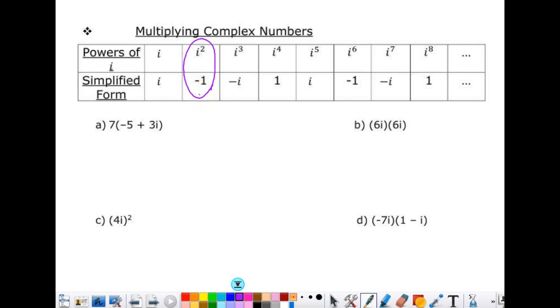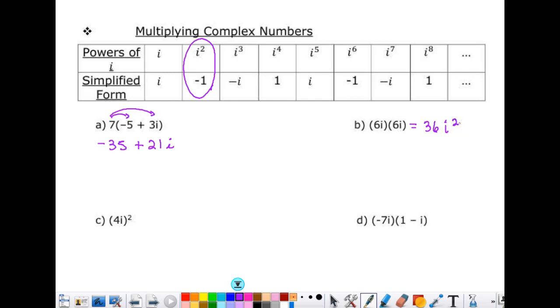So watch and listen. Okay, so we're going to distribute this 7. So we get -35 plus 21i. So you definitely want your i to look like an i and not a 1 here, so you got to be careful. So nothing too unusual happened here. Piece of cake. Okay, so here we have 6i times 6i equals 36i squared.